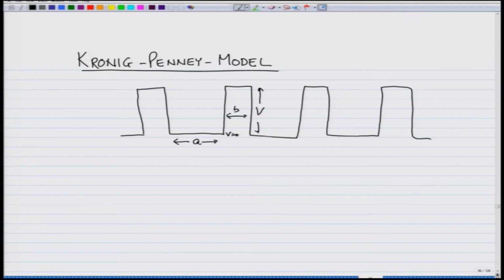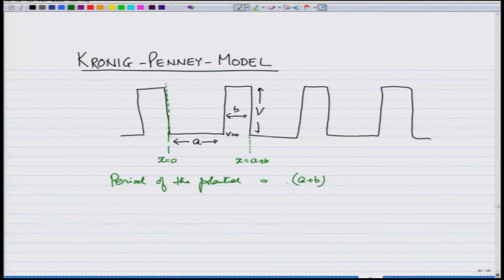The wave function I know is of the Bloch form. This point at one edge of the potential I am going to take as x equals 0. The point here shown by green is x equals a plus b, and then the potential repeats itself. So, the period of the potential is a plus b.